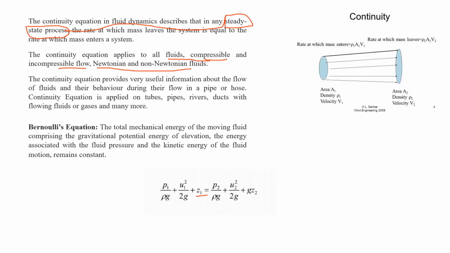Usually, you might have seen this type of flow in your household pipes or tubes or ducts, in which the fluid enters from one end and leaves from the other end. In order to solve the variations which happen, we apply the Bernoulli equation, which states that the total mechanical energy of the moving fluid, comprising the potential energy due to elevation, the energy associated with the fluid pressure, and the kinetic energy of the moving fluid, all remains constant. These are the assumptions we take while solving questions related to fluid flow.